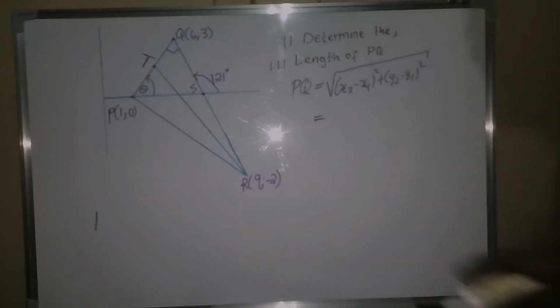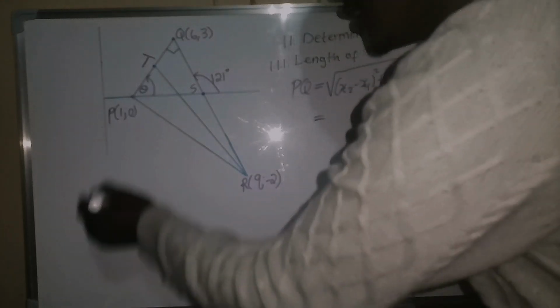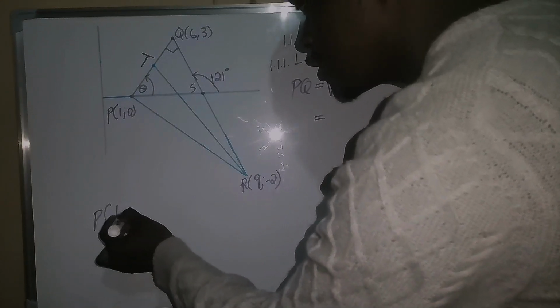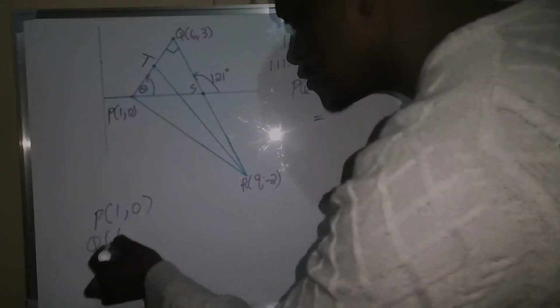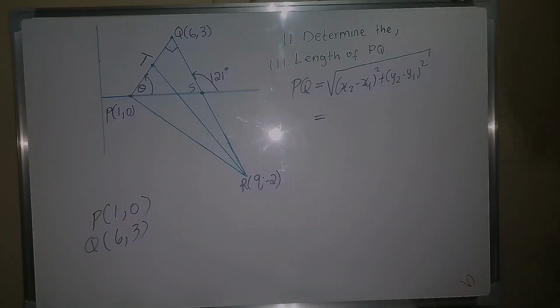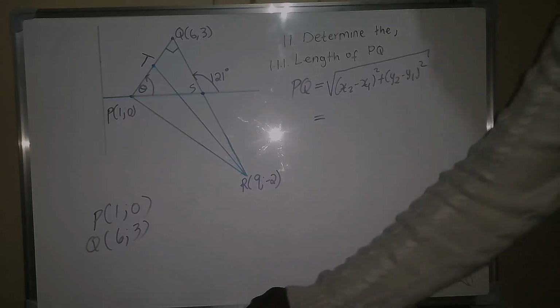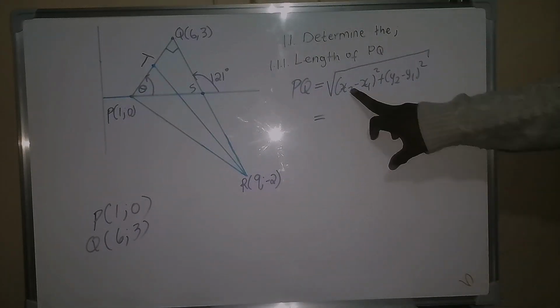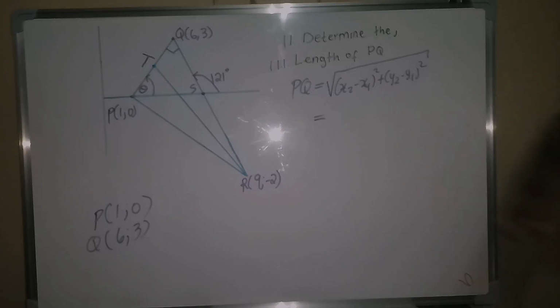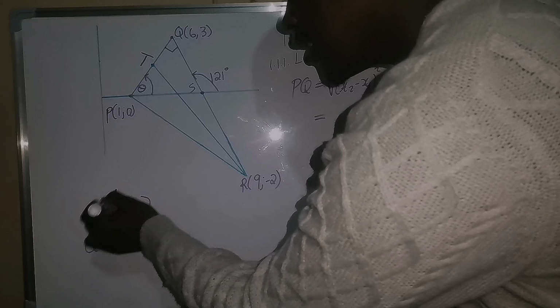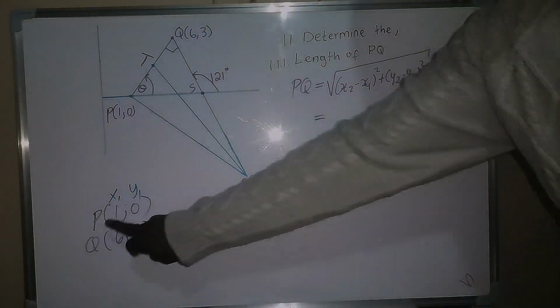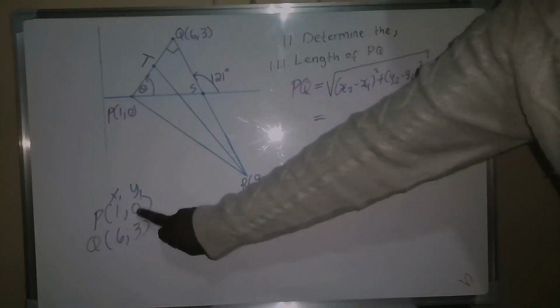Now, what are the coordinates of P? Let me just write them here: 1 and 0. What are the coordinates of Q? 6 and 3. So now, from these coordinates, you need to point out your x2, x1, y2, y1. For P, you say x1 and y1: 1 represents your x1, 0 represents your y1.